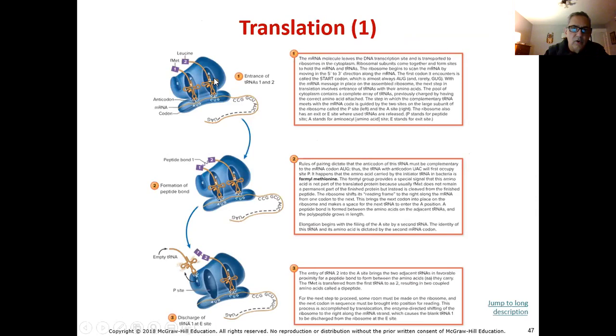The elongation happens once the bond is formed between the amino acids. Translocation occurs when this first one that now doesn't have the amino acid gets kicked out. Let me move that. Gets kicked out, and this one will then translocate to the first site, the P site, and another transfer RNA will come in, and it will keep going until we get to a stop codon. When that happens, the process stops and the protein is completed.